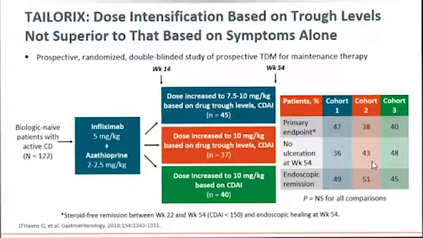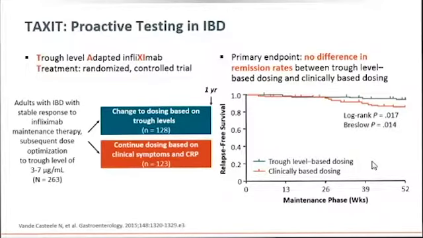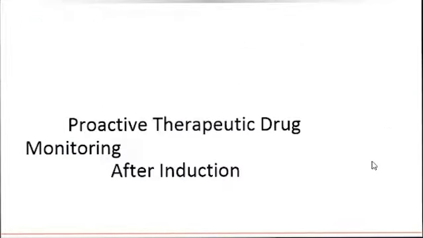This is a thorough study looking at dose intensification during maintenance, which is proactive. The primary outcome showed no significant difference if you do drug intensification during maintenance while the patient has no flare. Again, this is TAXIT. What they did was optimize the drugs and randomize, changing dose based on trough level or continuing. There was no big difference in the primary endpoint. There was no difference in remission rate between the two arms.